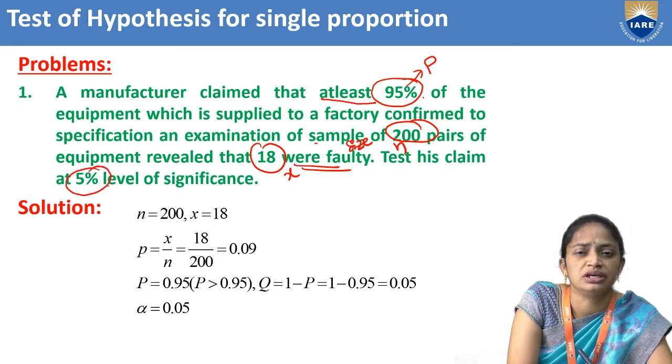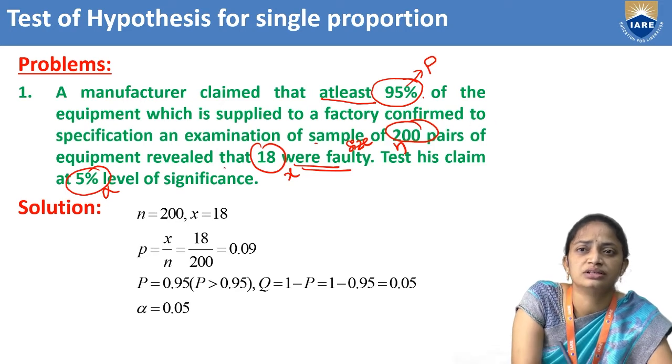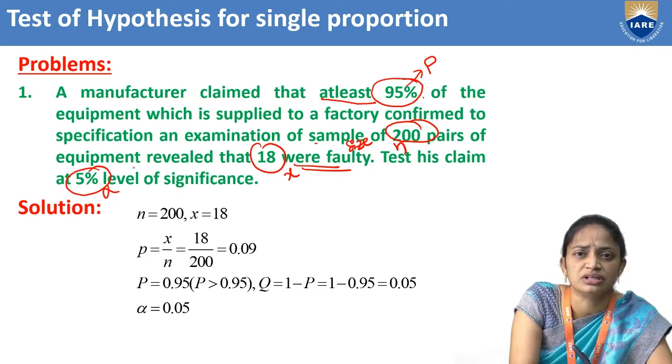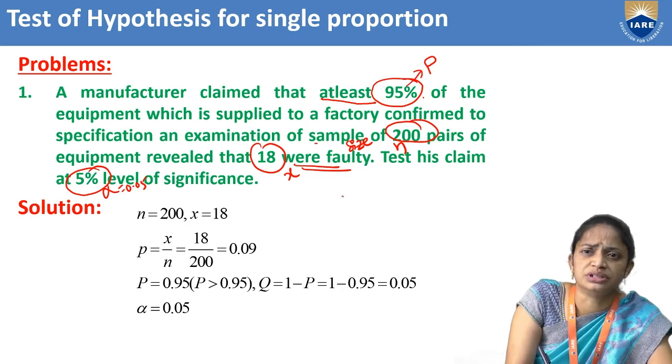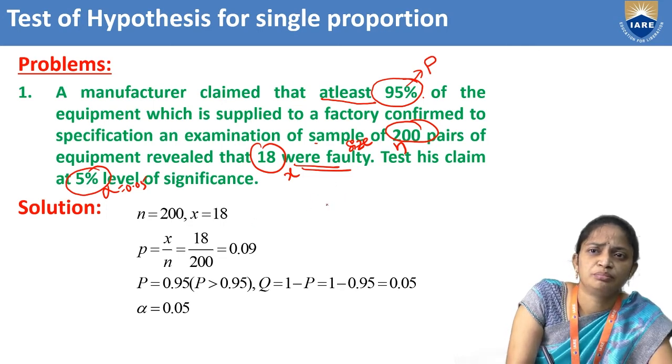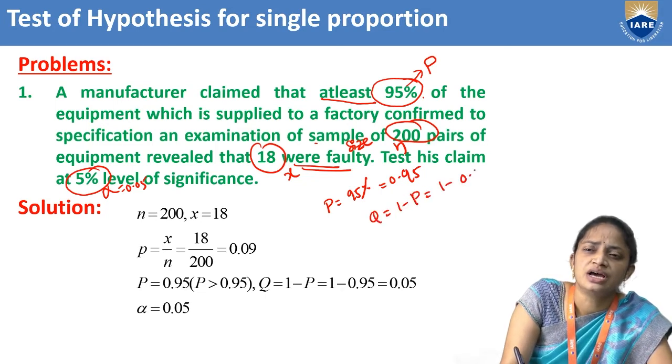So observe carefully, here they have given the alpha value. So alpha value is 5% level. We have to test the claim at 5% level of significance. That means alpha equal to 5% means alpha is 0.05. So write all the values here. Here they have given that P equal to 95%, so P equal to 0.95. So what about Q? Q is nothing but 1 minus capital P, that is 1 minus 0.95, that is 0.05.